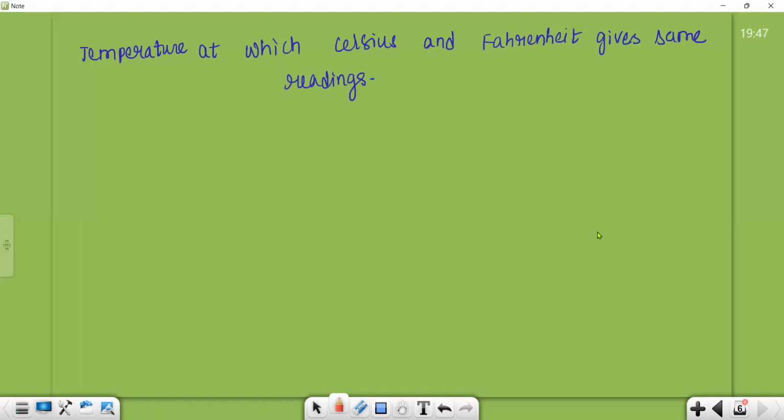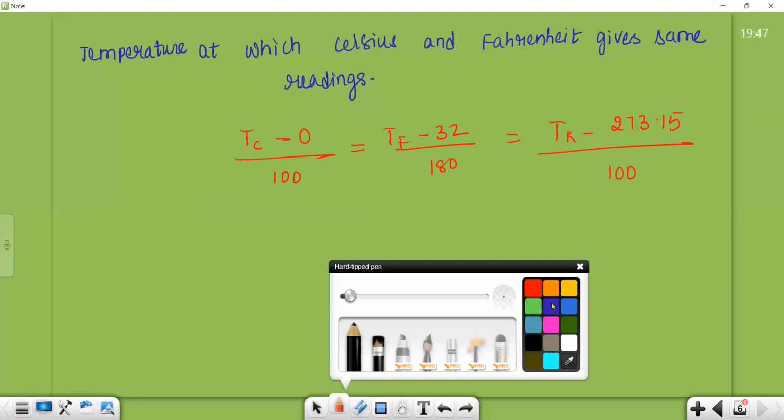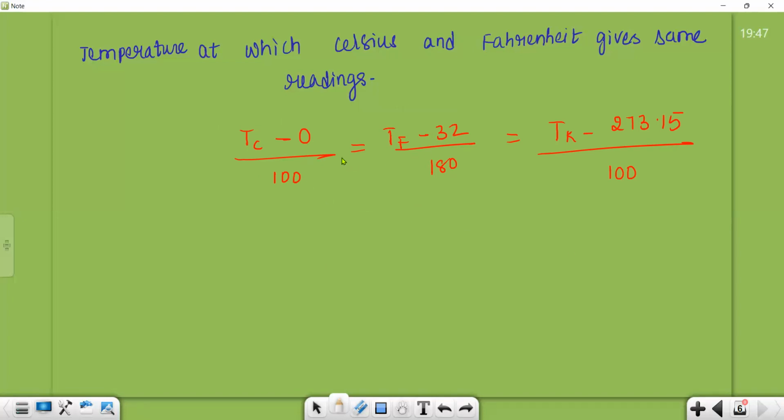So how can we do this, students? Now we can write a formula here: (TC minus 0) by 100 is equal to (TF minus 32) by 180 is equal to (TK minus 273.15) by 100. This is the formula generally used. For Celsius and Fahrenheit, we will use these two. Whatever the conversion, you will use those only. In this case, I want to convert between Celsius and Fahrenheit, so I am taking these two.